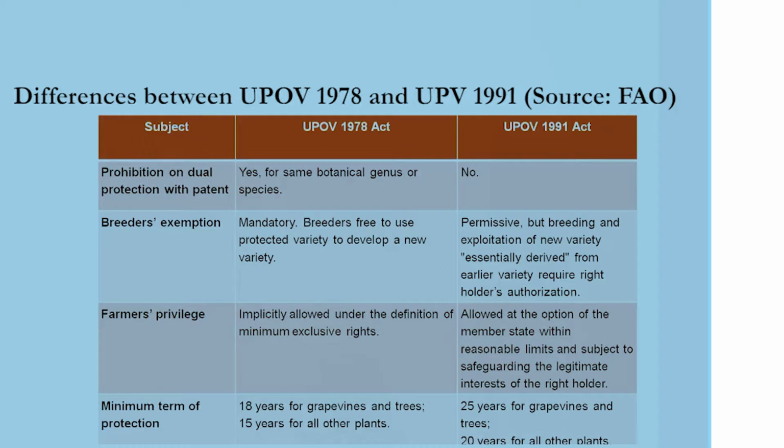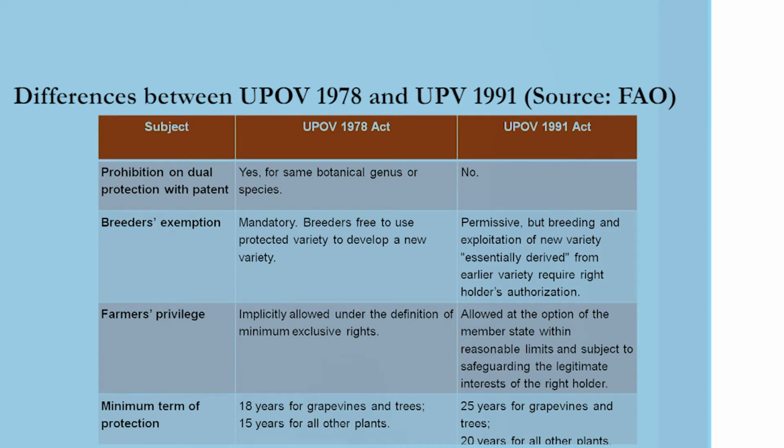In case of the 1991 Act, it is permissive, but breeding and exploitation of a new variety essentially derived from the earlier variety requires the right holder's authorization. In case of the 1978 Act, the farmer's privilege is implicitly allowed under the definition of minimum exclusive rights. In case of the 1991 Act, the farmer's privilege is allowed at the option of the member state within reasonable limits and subject to safeguarding the legitimate interests of the right holder.